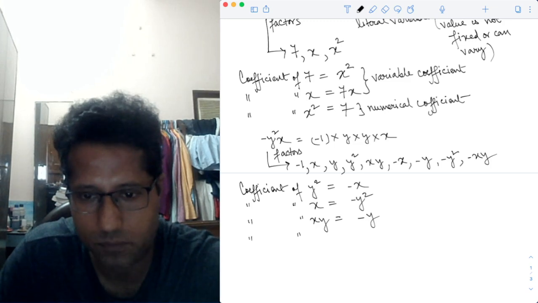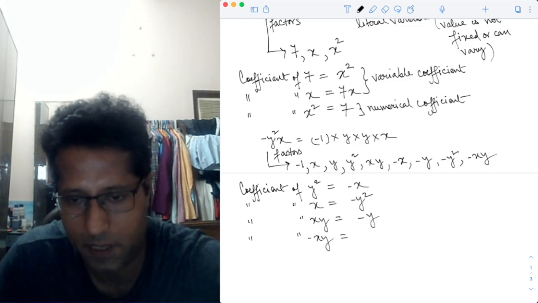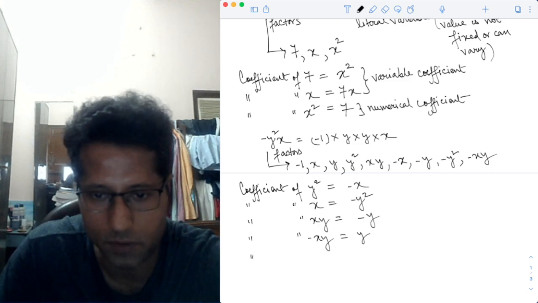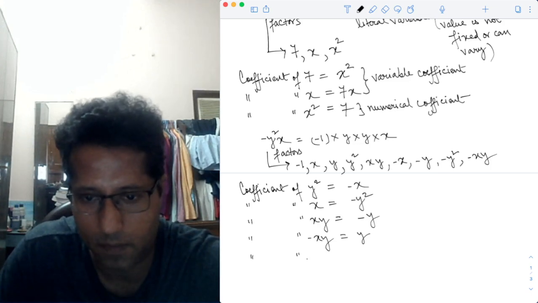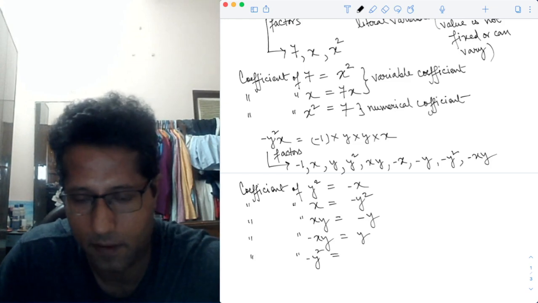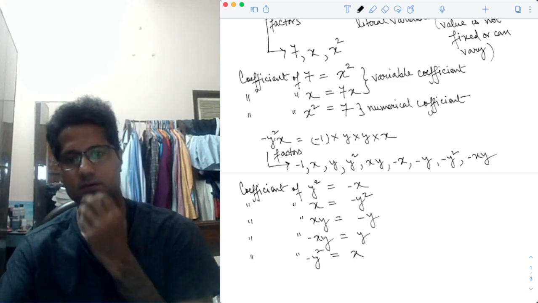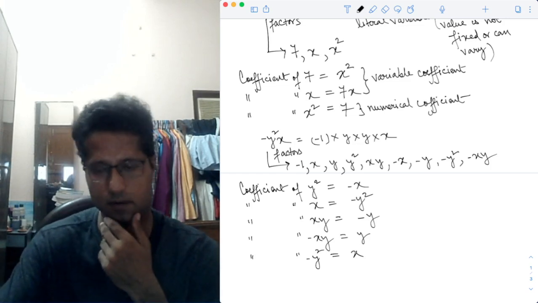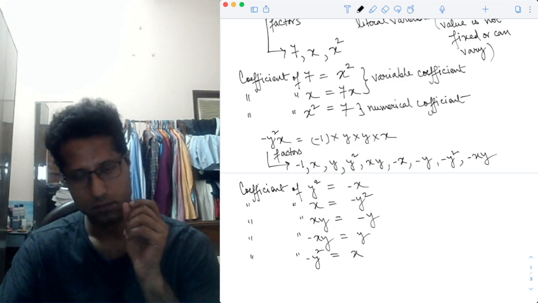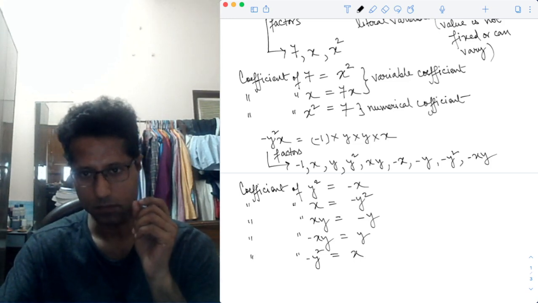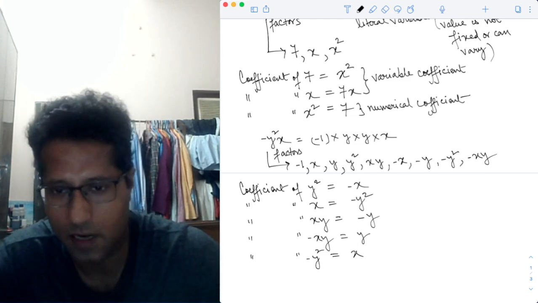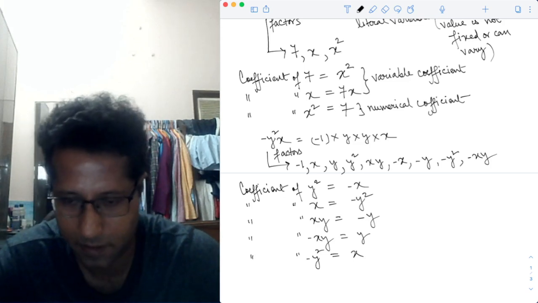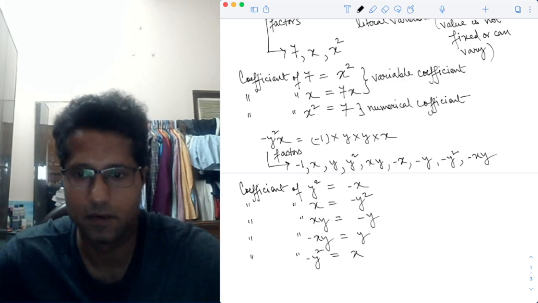Coefficient of minus xy. If you consider coefficient of minus xy, it is y. Coefficient of minus y square, I hope you are getting the idea, is x. So these are what we mean by coefficient of a factor in a term. It is nothing but whatever is remaining, if you discard the factor from the term, that is the coefficient of that factor in the term.